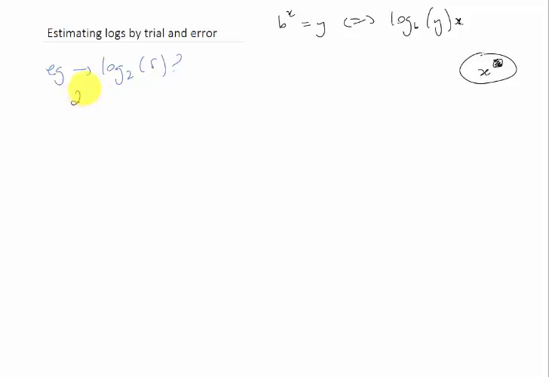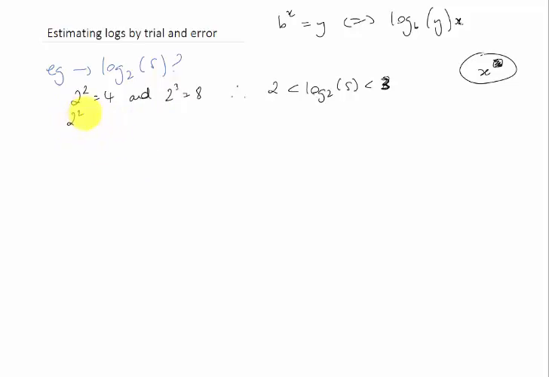Right, so we know that 2 to the power 2 is 4, and we know that 2 to the power 3 is 8. So therefore, because 5 is in between 4 and 8, we know that the logarithm in base 2 of 5 is in between 2 and 3. And then we can just carry on in that same way, narrowing it down more and more.